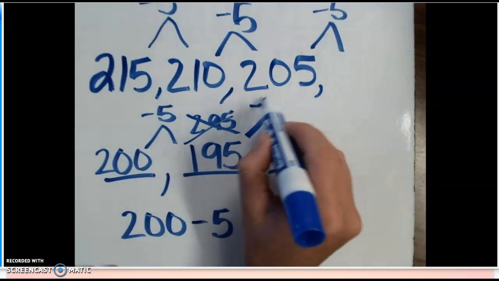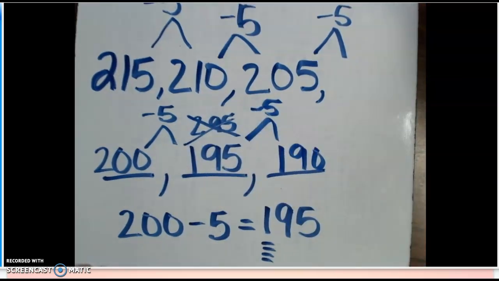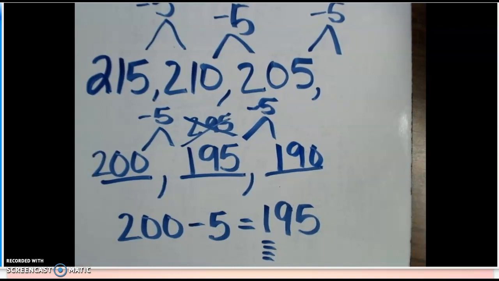Now if I did minus 5, I would be at 190. Okay, this one was kind of tricky, so I'm glad that we got this practice and review in.